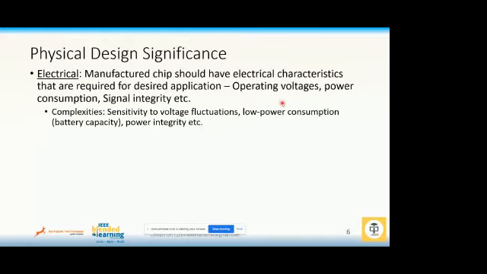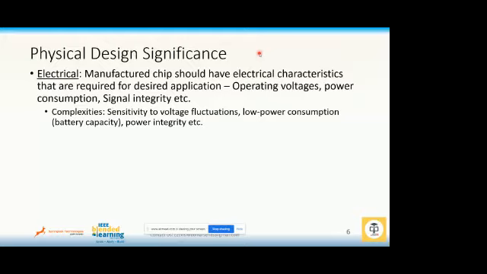Let's move on to the next parameter, electrical parameters. These are also very important. When you define a functionality, you would have designed a particular functionality, but you won't know the operating voltages or the power consumption. For example, you may use the chip in a mobile phone, or in a PC, or in a networking router in a data center. All these applications require different electrical parameters, and the electrical design has to be different for these different applications.